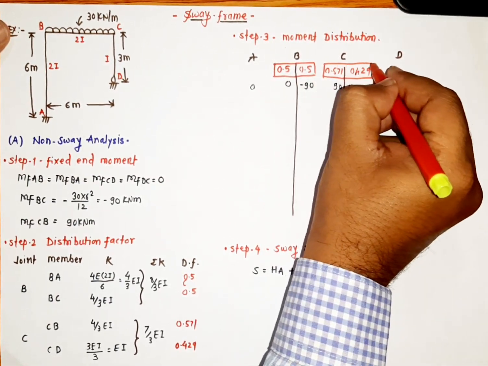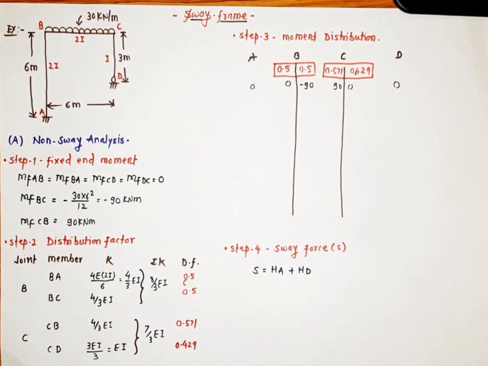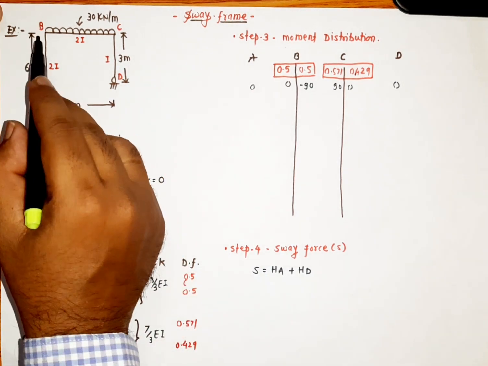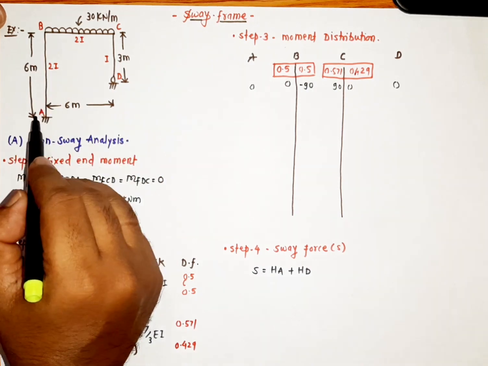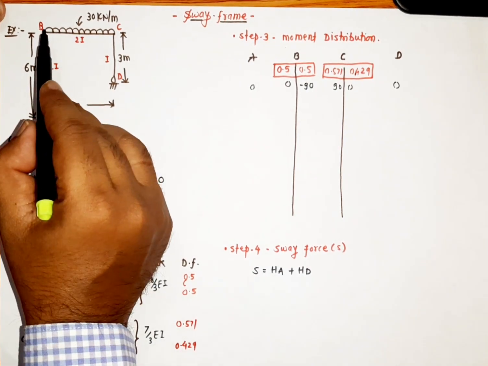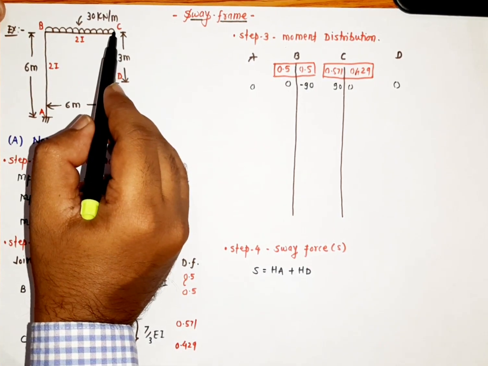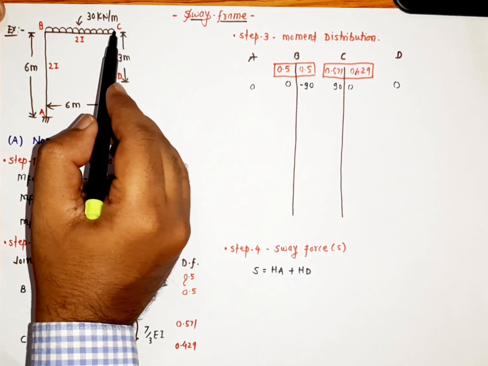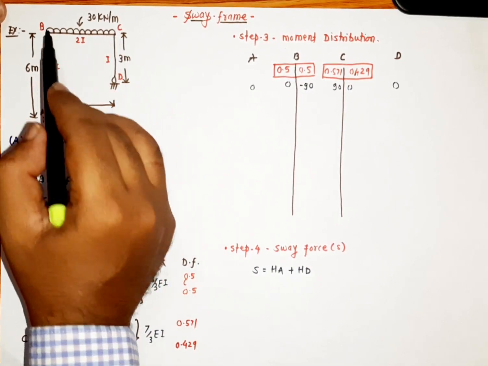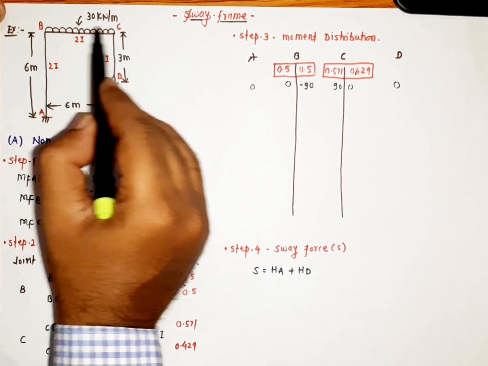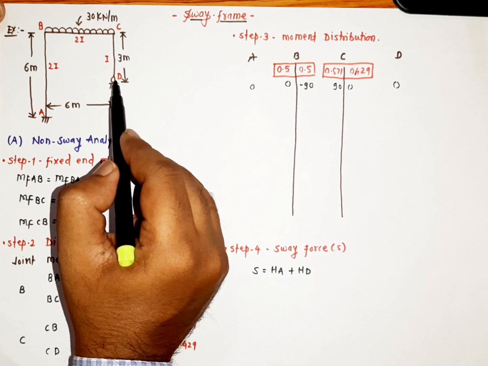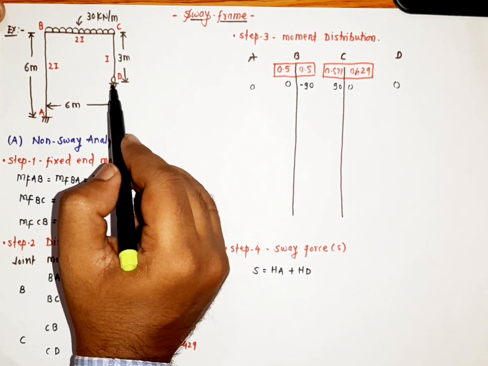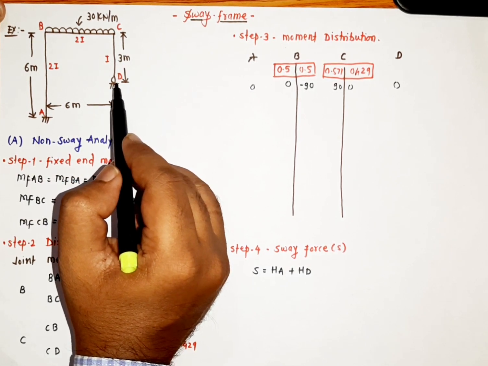Now we have to balance these moments, and also transfer a half to the far end. Where will we transfer? We will transfer from B to A, because A is fixed. Can we transfer from B to C? Yes, C is an intermediate support, that's why it is fixed. We'll transfer from B to C and B to A. From C to B, yes, we will transfer, because B is intermediate. From C to D, no, we cannot transfer, because it is a simply supported or roller support.